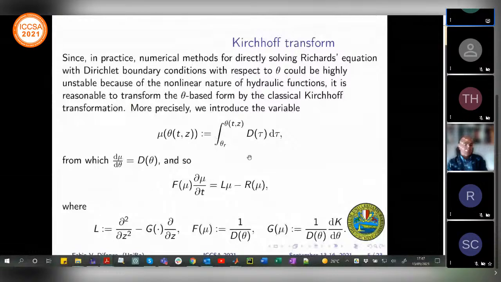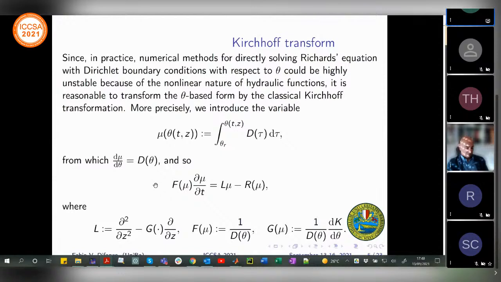So the Kirchhoff transform is just the integral of the diffusivity function d, and we call this new variable mu. Now, once we rederive Richards' equation in terms of mu, we see that it becomes the derivative of mu with respect to t times some mass function equals a parabolic operator, called the Kirchhoff operator, minus our root water uptake term. So this is quite nicer than the original equation, because this looks like an equation that we can deal with using classical numerical methods.